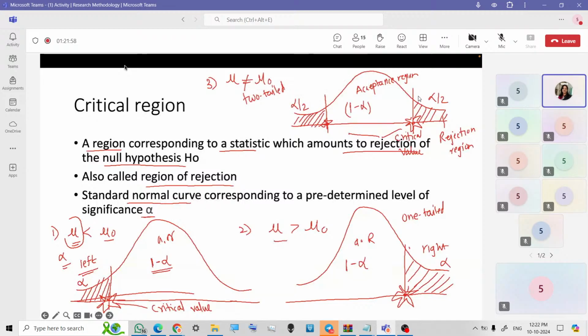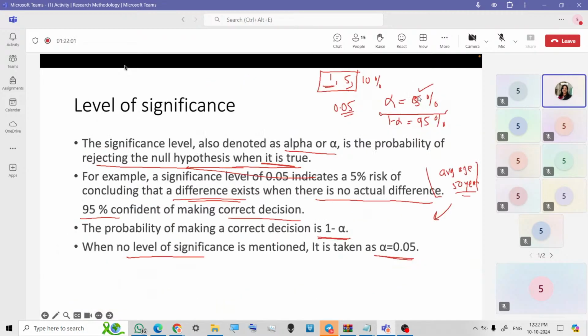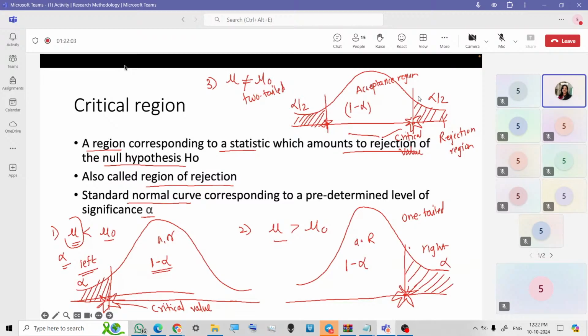Okay. Now, let's go into detail of defining the level of significance and identifying whether my hypothesis is coming true or not based on these parameters. So what is the critical region? Critical region is basically a region corresponding to a statistic, which defines your sample, which amounts to rejection of the null hypothesis H0. That amount of rejection of my null hypothesis H0 is called the region of rejection. We'll make use of the standard normal curve and define the alpha value.